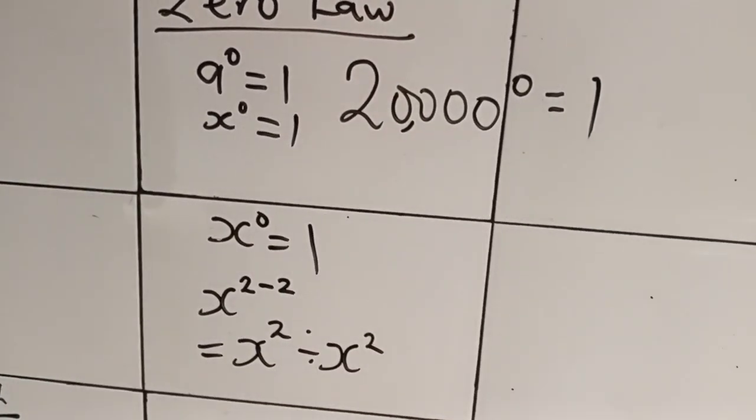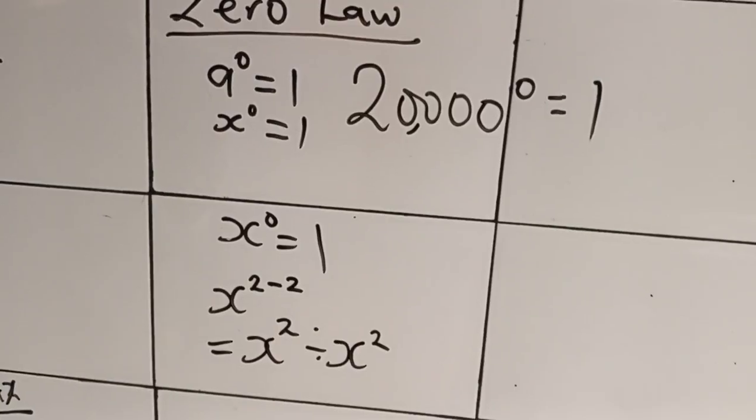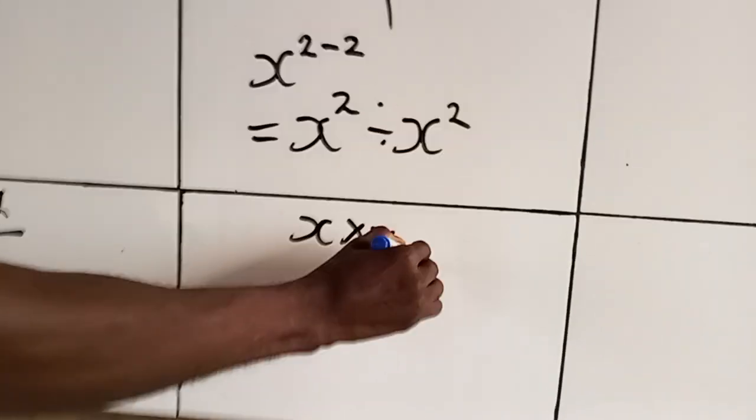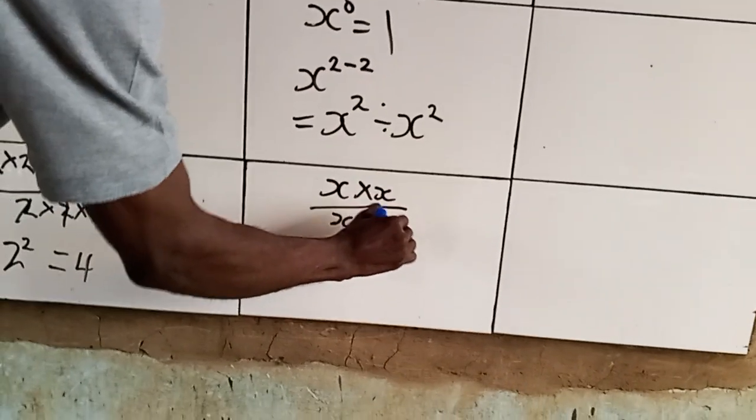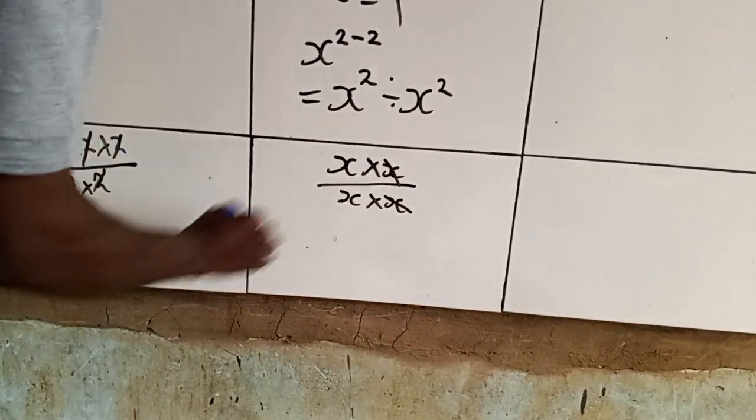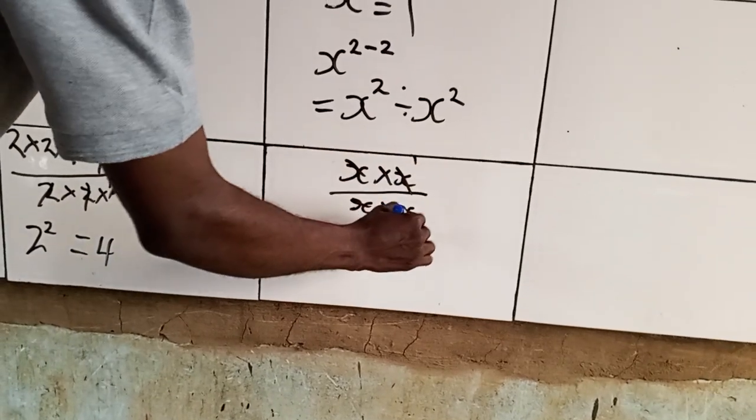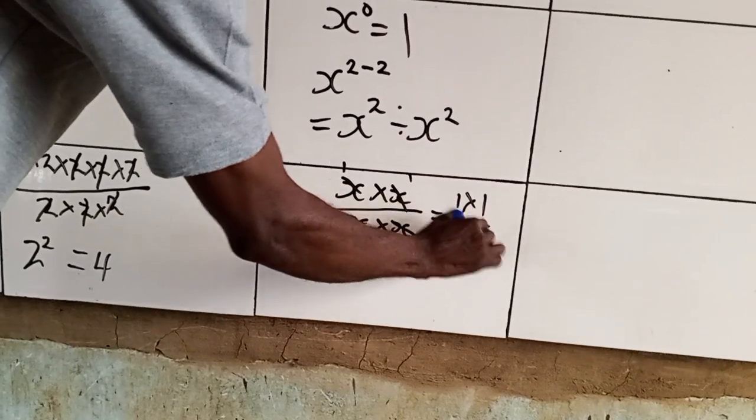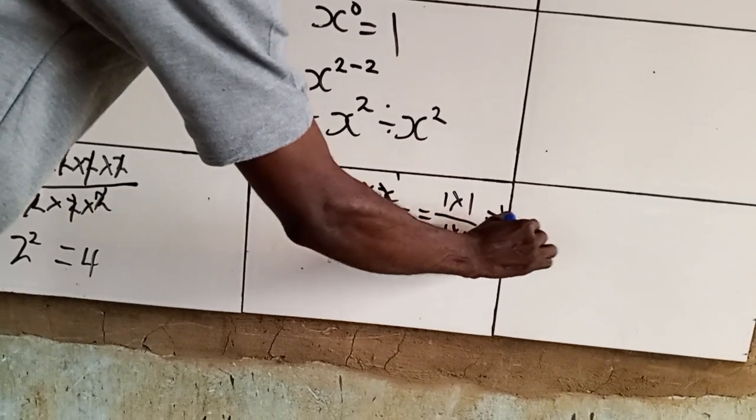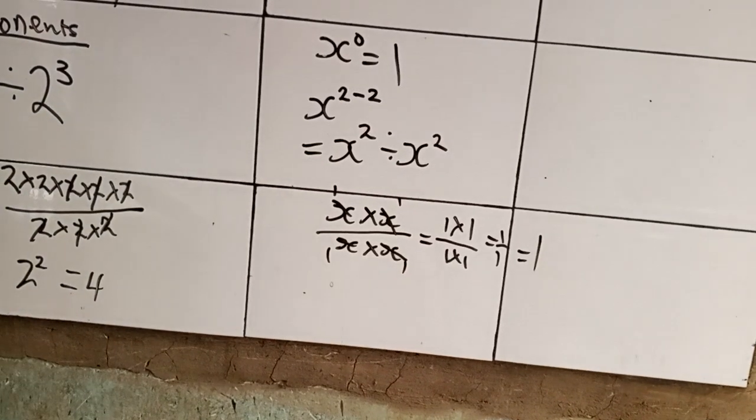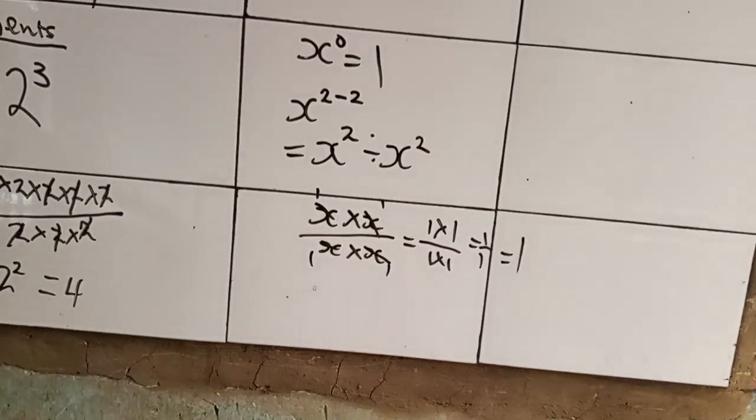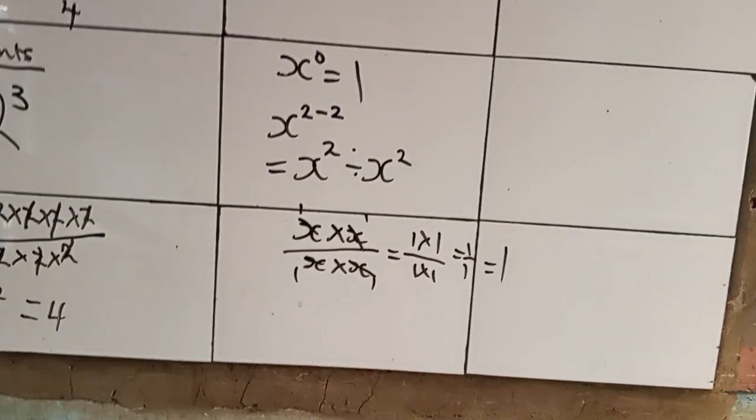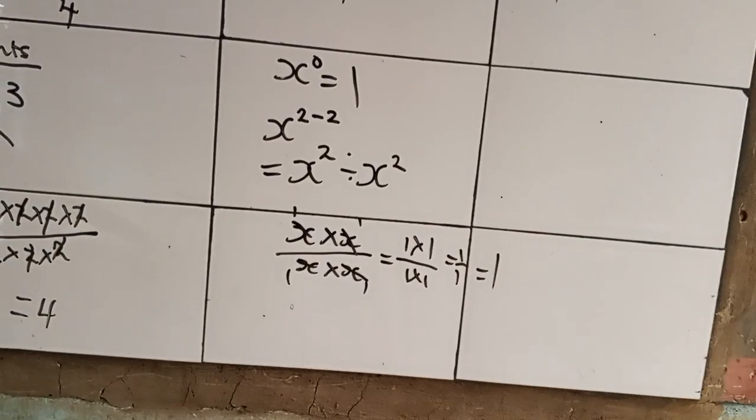From here, we are also made to understand that this is going to be x times x all over x times x. So this and this will go, this and this will go. This here 1, this here 1, this here 1, this here 1. This is going to be 1 times 1 all over 1 times 1, which is equal to 1 all over 1, which is equal to 1. So you see that anything raised to the power of 0 is equal to 1. There are many ways to prove that, but I'm just using that as a case study.